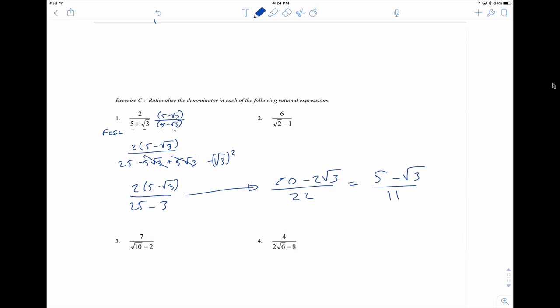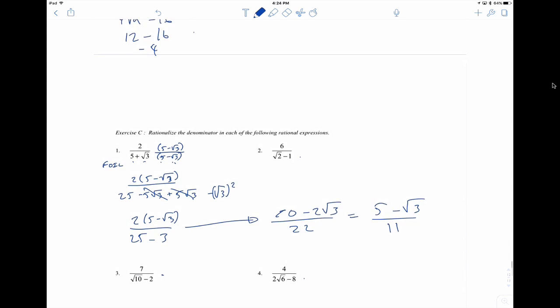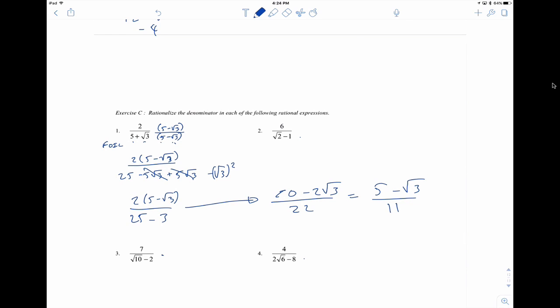And that's it. I'll try to at some point get an answer key with all these answers, but I think this has covered most of the kinds, if not all, of the different kinds of things you can do in this exercise.